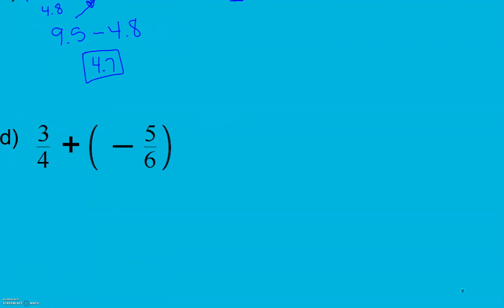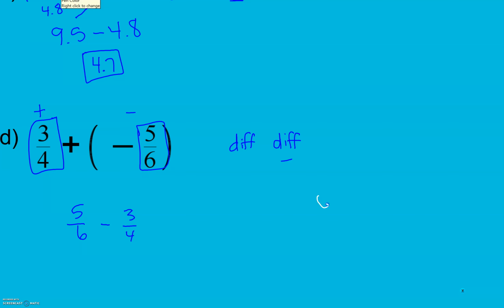And in D here, same idea. I have a positive and a negative, so I have different signs, which means I find the difference, and I'm going to subtract. So I take just my number parts here, my absolute values, and I take bigger minus smaller. When we have fractions, remember we have to have a common denominator. Our common denominator here between 6 and 4 is going to be 12 is our least common denominator. We could have used 24, but then we'll have to reduce at the end.